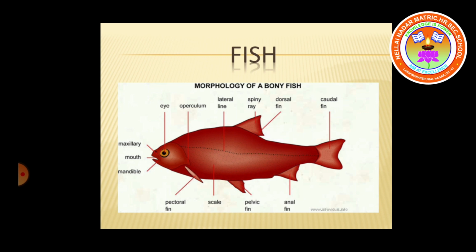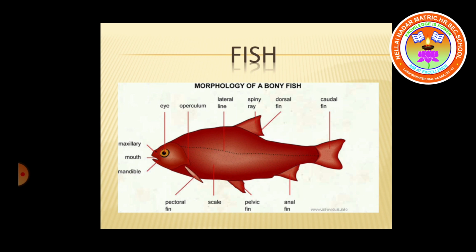Now the second adaptation is that they have gills for respiration. Their respiratory organ is gills. The gills help to absorb the oxygen dissolved in the water. When the water goes inside the gills and comes out, the oxygen which enters the gills is absorbed by it. Are you clear? So gills are an adaptation which helps to absorb the dissolved oxygen from water.